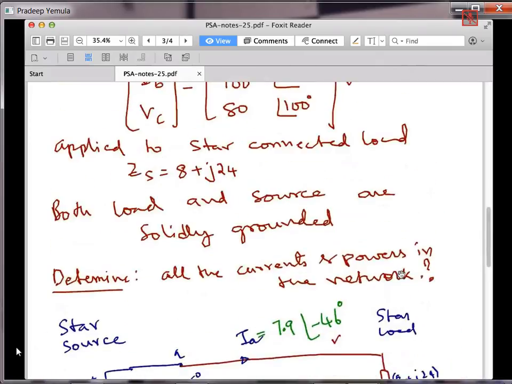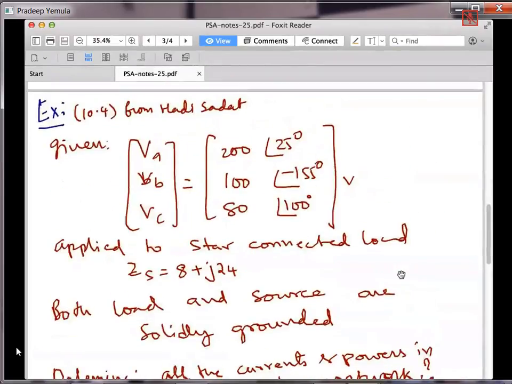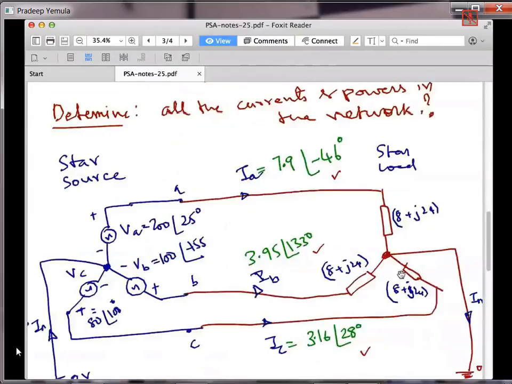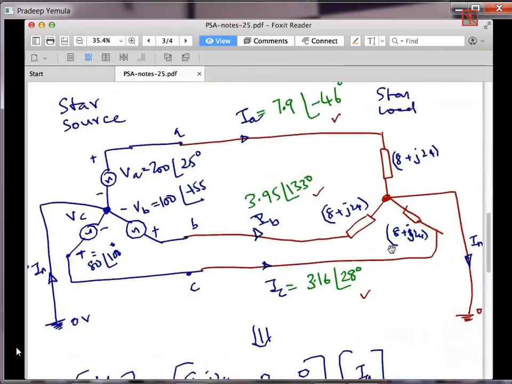Not only that, we have also made one more calculation. One star system is there, and I am introducing some kind of unbalance in it because the voltages themselves are not balanced. This looks like a star connected source with a star connected load. The load is balanced, but the source is not balanced.